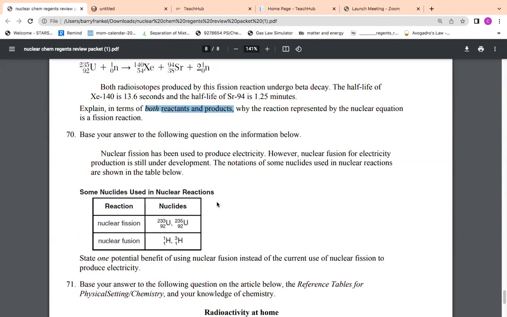Okay, question 70. We're almost done. They give you this information. So some things are used in fission, some things are used in fusion. And then they're asking, state one potential benefit of using nuclear fusion instead of the current use of nuclear fission to produce electricity. So a few things that you can say. One thing would be that with fusion there is no waste, or more specifically, no radioactive waste. That's probably the best benefit that we would have.